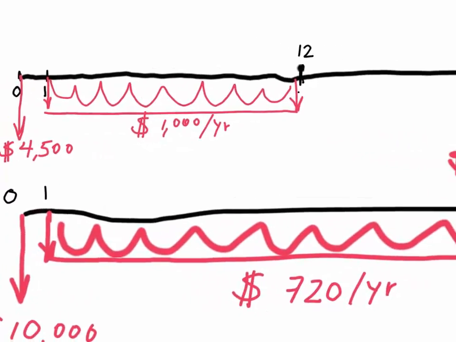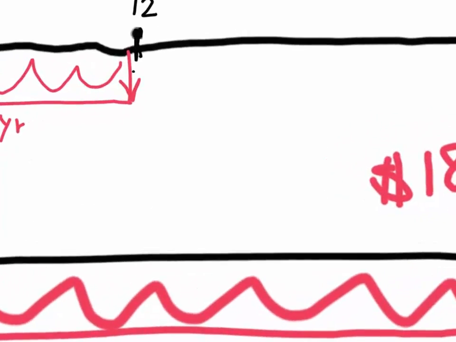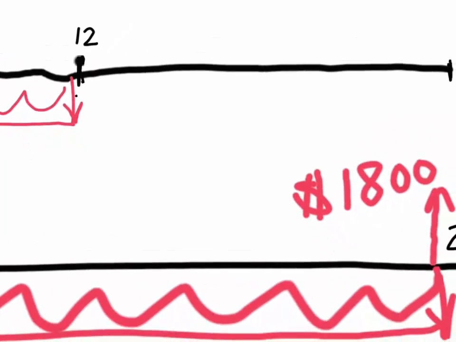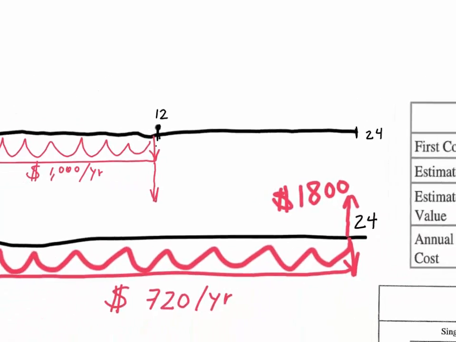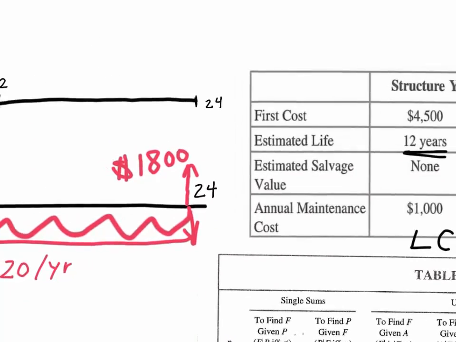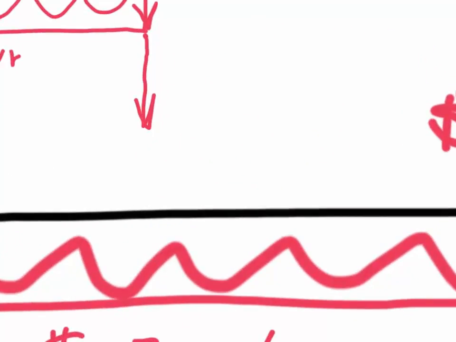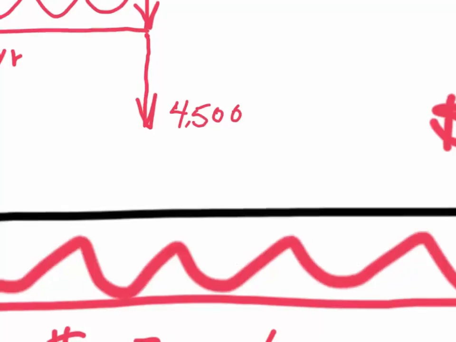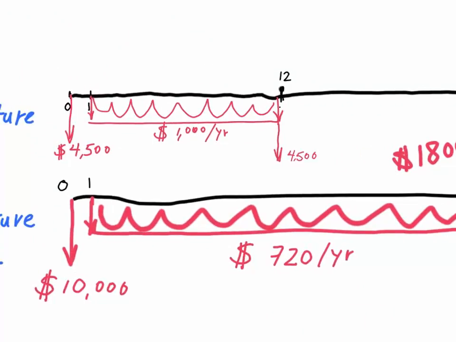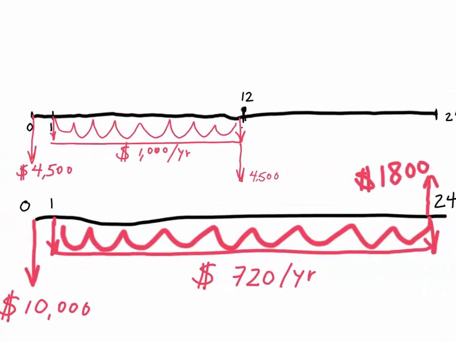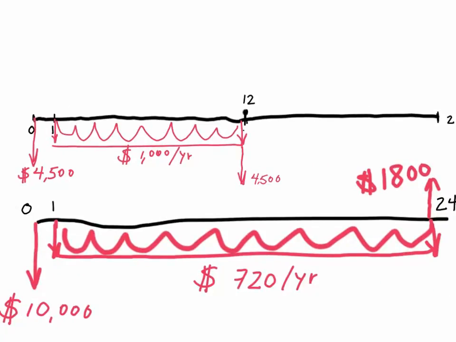So how is this repetition done? At the end of the 12th year, you're done with that structure and you're building a new one. So you're building it with the initial cost here of 4,500. And then these annual maintenance expenses are repeated, starting from year 13.